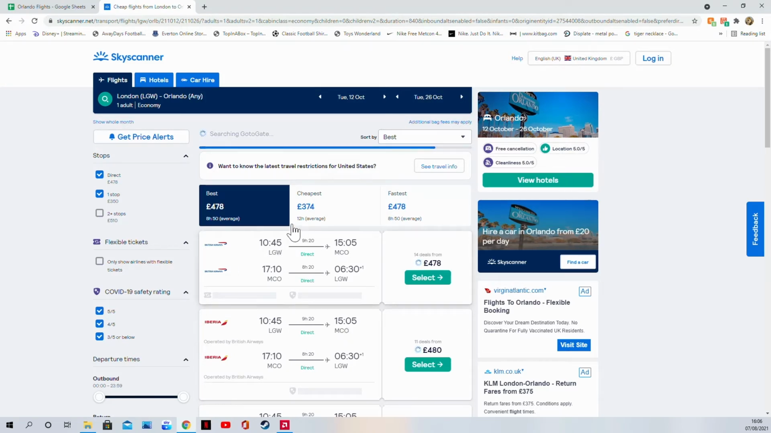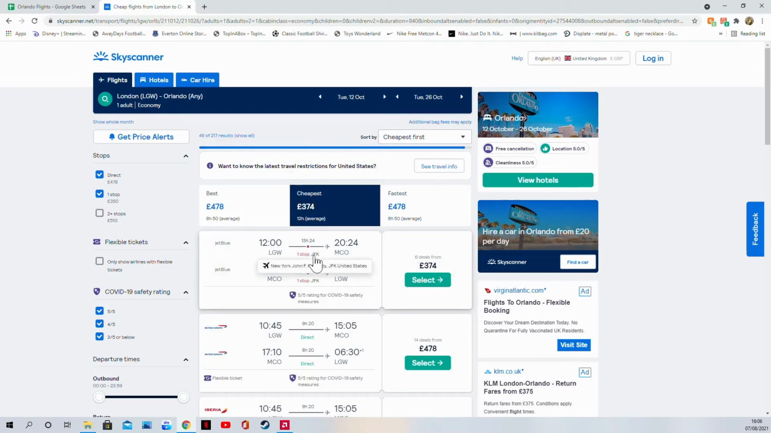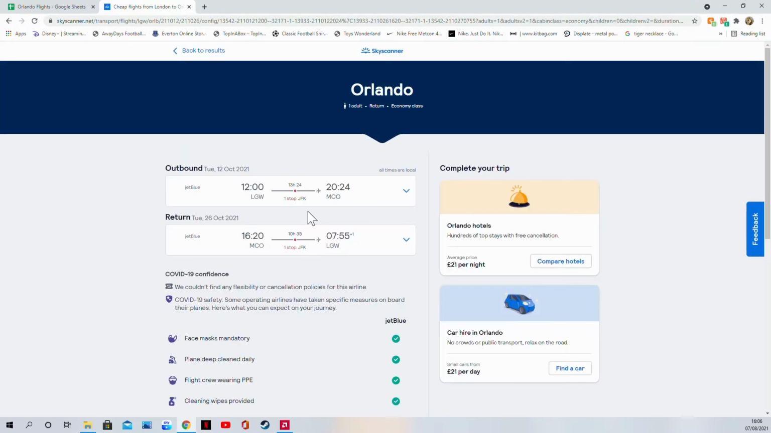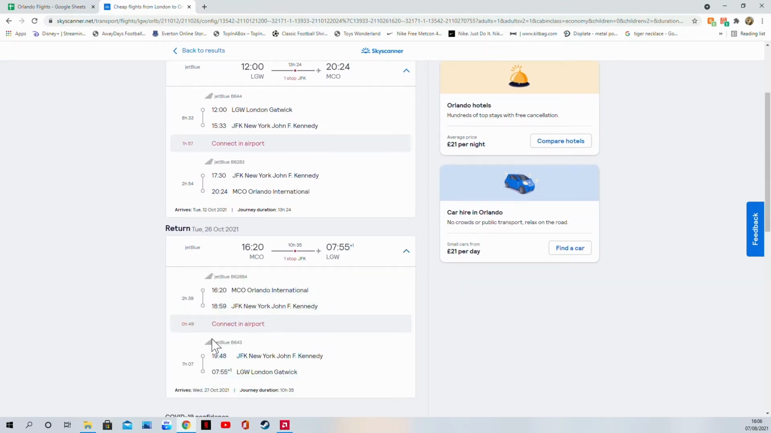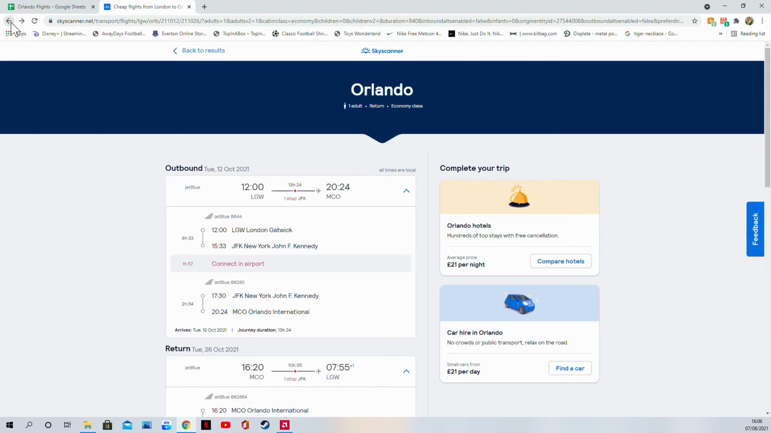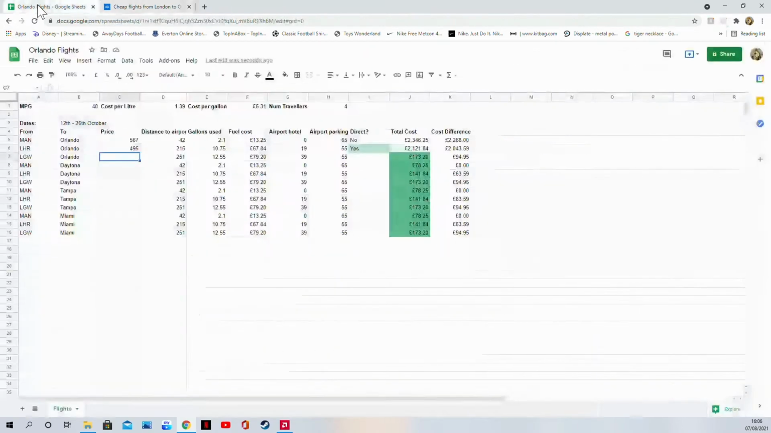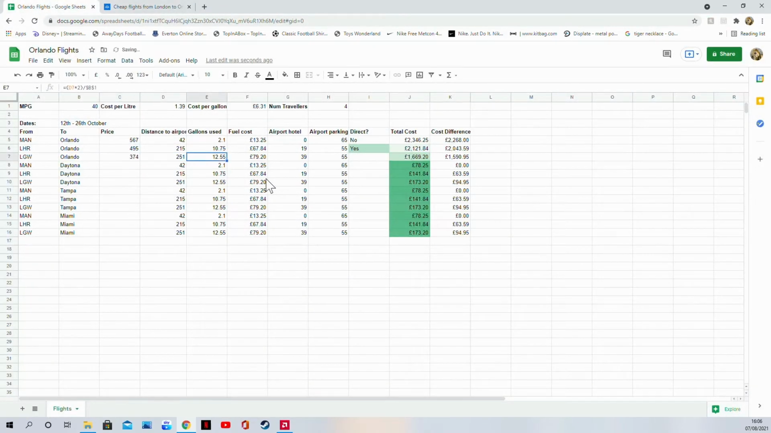Now we can see here we've got direct with British Airways, but that's £478. But if we're willing to spend another 3 hours on the flight, with a stop in JFK on the way, for an hour and 57 on the way there and 50 minutes on the way back, that looks pretty reasonable to me. We can get that for 374, which seems to be a very good deal. And we quickly see there now the costs coming down to nearer to £1,500.